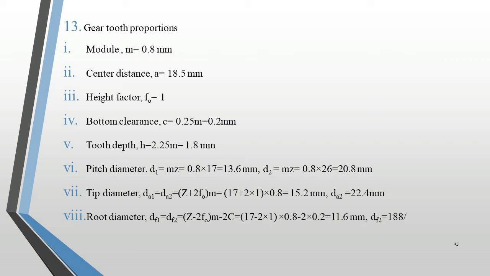Now tip diameter DA1 is equal to (z plus 2 fo) into m, equal to 17 plus 2 into 1 into 0.8, is equal to 15.2 mm, and DA2 is equal to 22.4 mm. Now root diameter DF1 is equal to (z minus 2 fo) into m minus 2c, that is equal to 17 minus 2 into 1 into 0.8 minus 2 into 0.2, equal to 11.6 mm. DF2 is equal to 188.